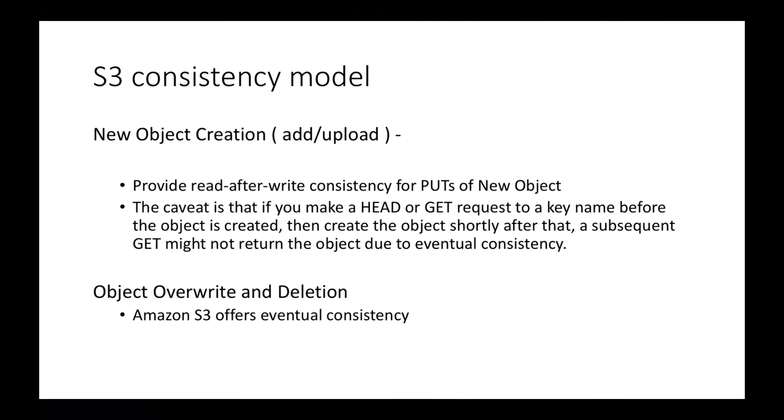So the consistency model will determine how your bucket will behave when you perform certain kinds of operations against your S3 bucket. So if you're creating a new object, when I say create a new object in S3, it means you're uploading a new object in S3, right? Or you're writing something. So if you're uploading any object to S3, it provides you read after write consistency.